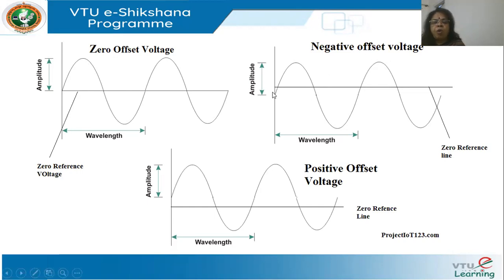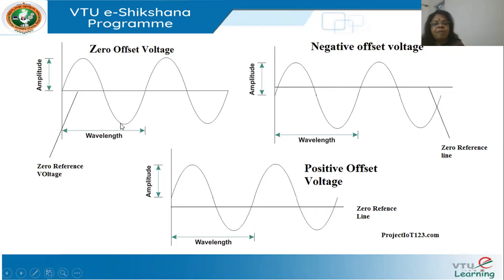So if I shift it down, what happens? The positive cycle reduces and the negative cycle increases. I am not changing the wavelength. The time period of one cycle is still the same. I have just shifted the wave down. So if you take the average value, you can see it will be negative.